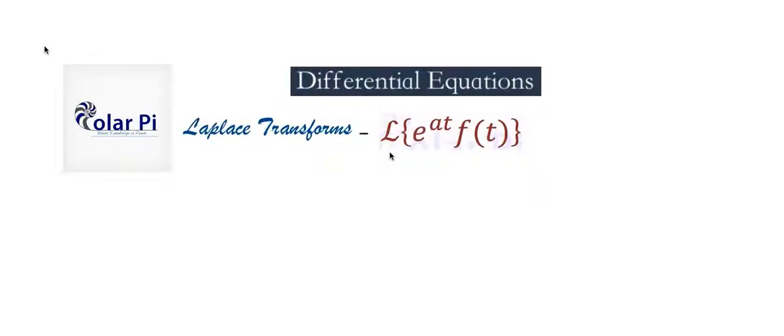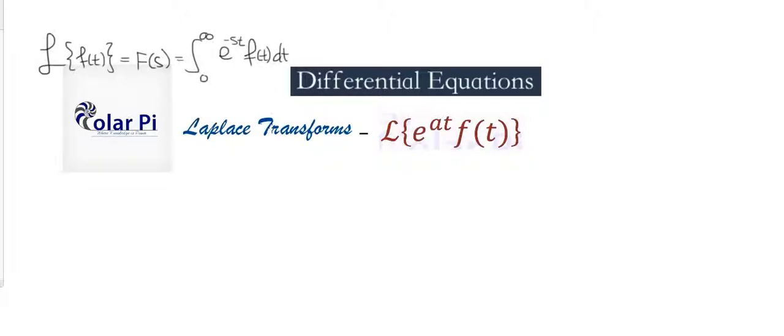Welcome. It turns out that the Laplace transform of e to the at times f of t amounts to a horizontal shift by a on the Laplace transform of just f of t. We're going to show this result in this video and also give an example. To start, the definition of the Laplace transform says this here.